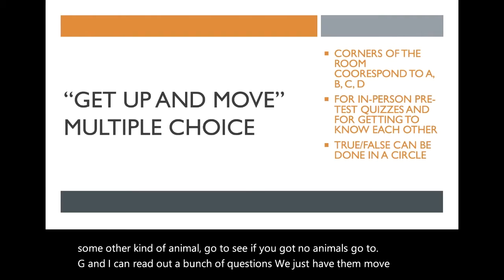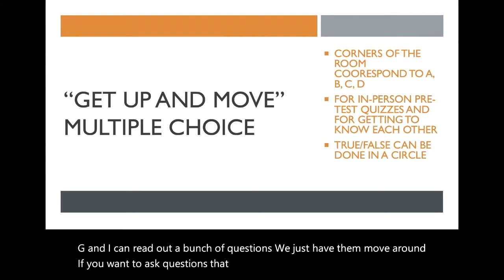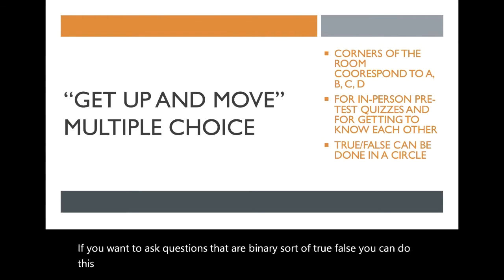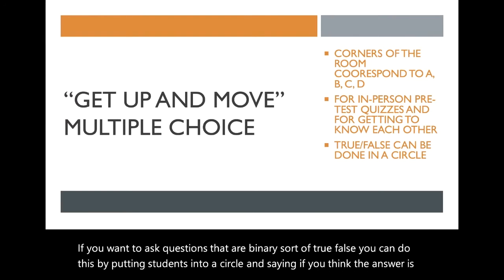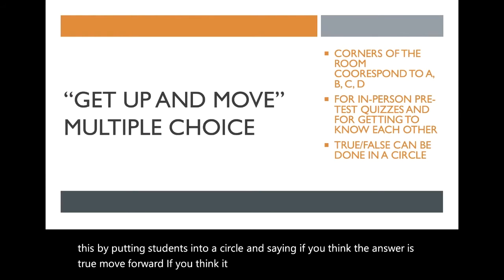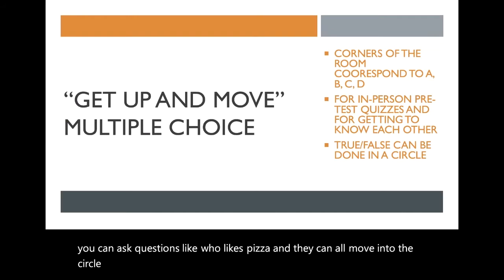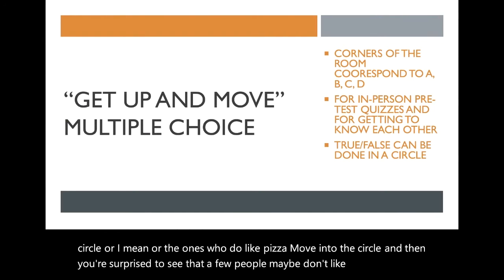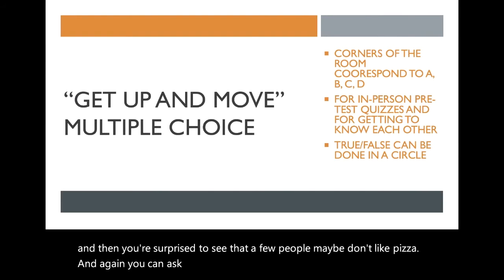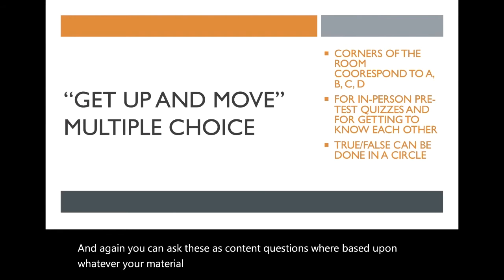If you want questions that are binary, sort of true, false, you can do this by putting students into a circle and saying, if you think the answer is true, move forward. If you think it's false, stay where you are. And again, you can ask questions like, who likes pizza? The ones who do like pizza move into the circle, and then you're surprised to see some people maybe don't like pizza. And again, you can ask these as content questions where, based upon whatever your material, you can ask some questions and see who moves.